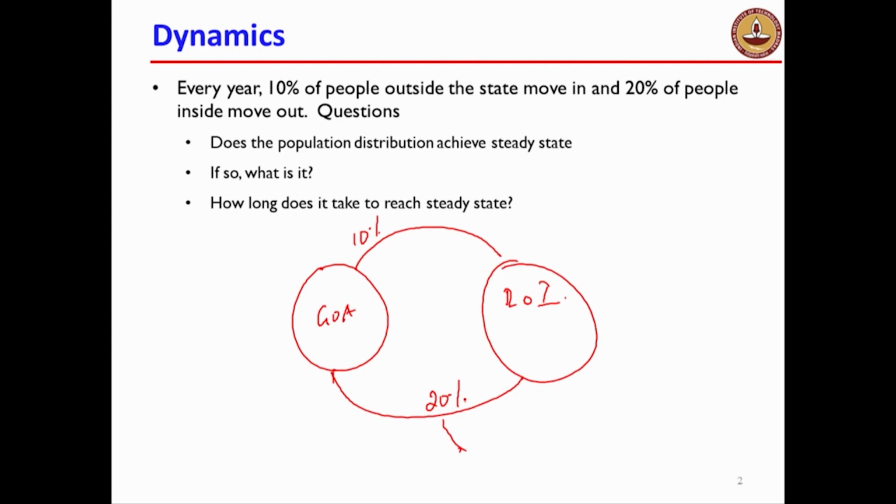Right? Now as I said, let's not talk about the increase in the number of people. I'm only going to ask, does the ratio of the populations stabilize? And if it stabilizes, what is the steady state distribution of these populations? Roughly, if I start with 1 lakh people in total, what is the distribution of people within Goa and in the rest of India? How does it change?